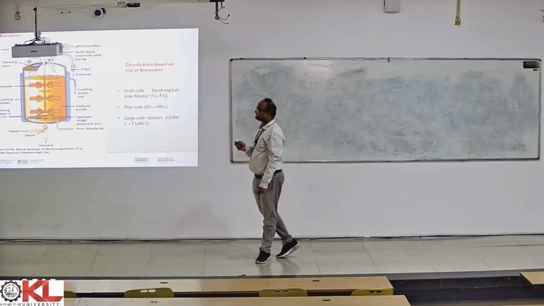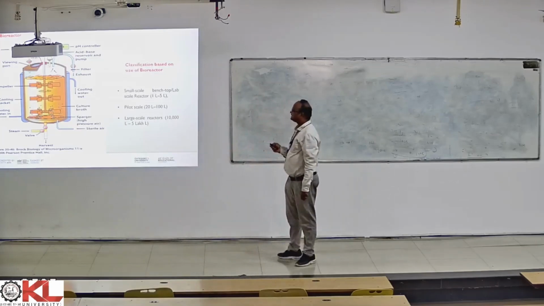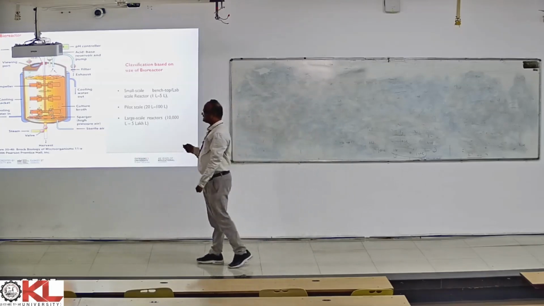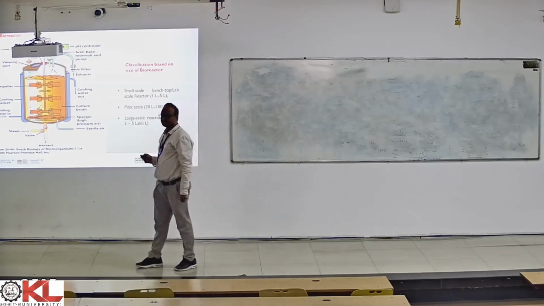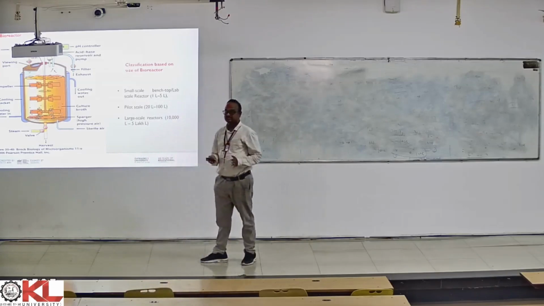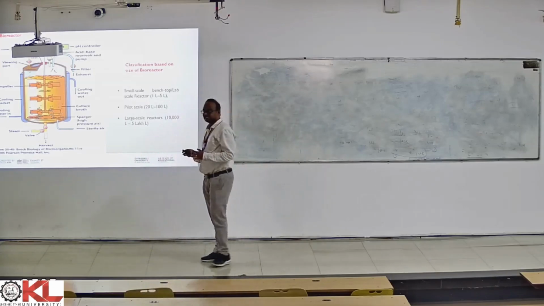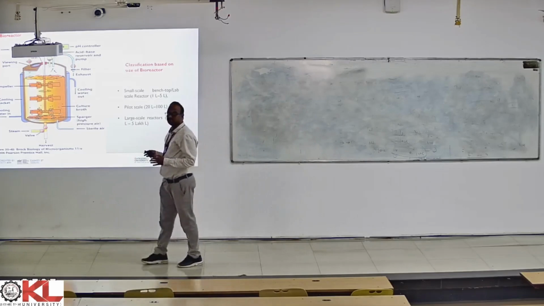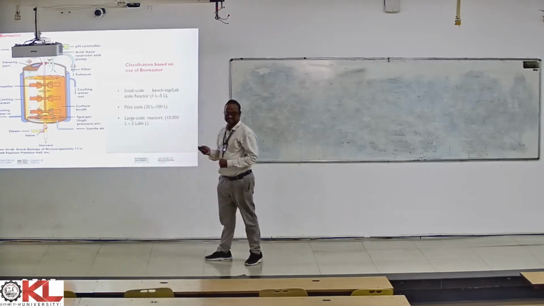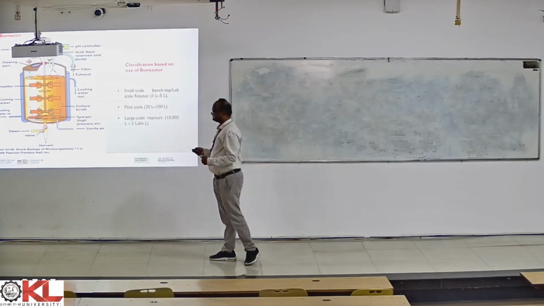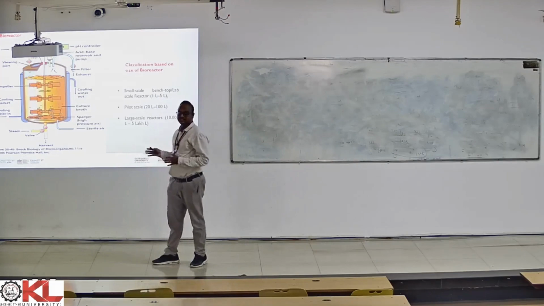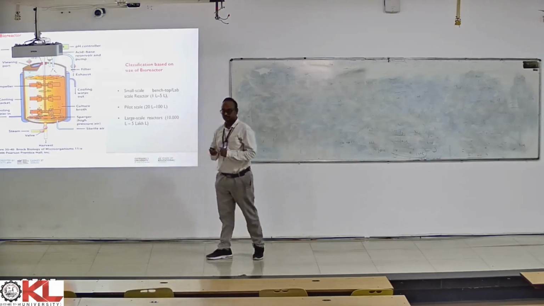Now I'm coming to the classification based on size of the bioreactor. This is the schematic representation of a bioreactor, and all bioreactors, whether laboratory scale, pilot scale, or industrial scale, look exactly the same. The configuration should be exactly the same. The only thing that varies is the size of the bioreactor.